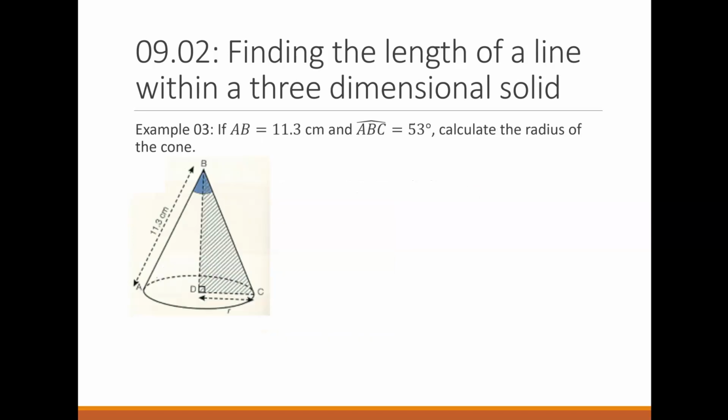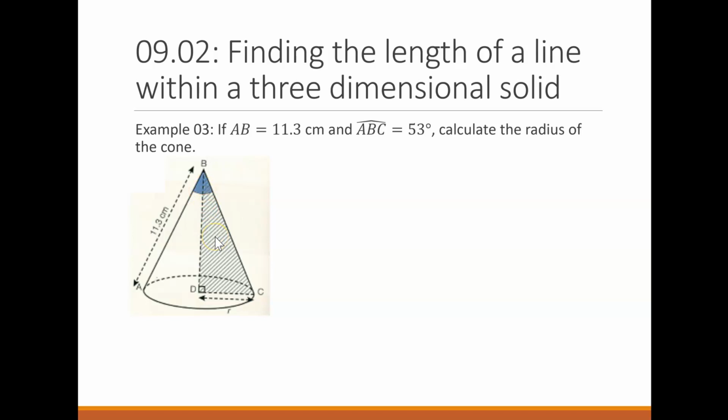Another example. Here we go, we got a cone here. We're told that AB has length 11.3 and angle ABC is 53. This little notation is another alternative way of writing an angle. I think it's more popular in Europe. So that's 53. The calculation triangle that I was interested in, I drew here and shaded. So BDC is my calculation triangle. Now, obviously, I have BC. That's 11.3, right?